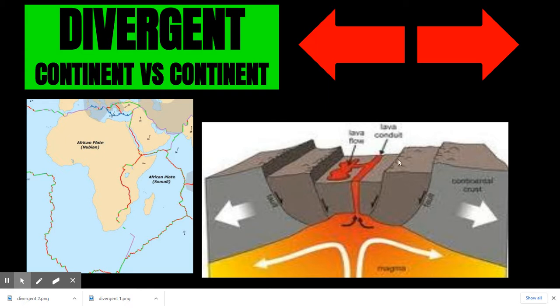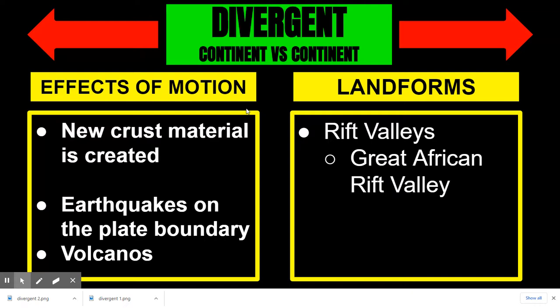Again, this is the part that's called the Rift Valley. The word rift just means tear, and a valley is just a low spot in between two high spots. So this is basically the Earth being torn apart. This is the high spot, and this is the low spot in between the two high spots. Hence the name Rift Valley. Of course, the one that is in Africa is called the Great African Rift Valley. Again, this is where new crust is being created.